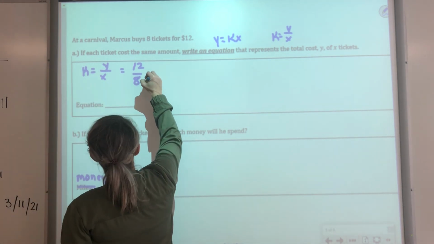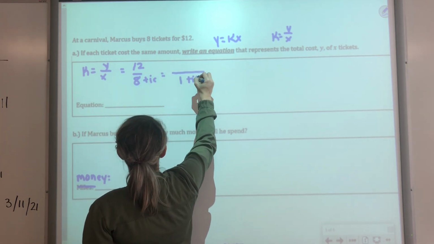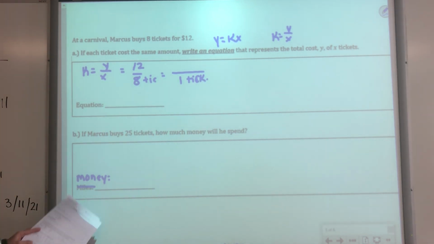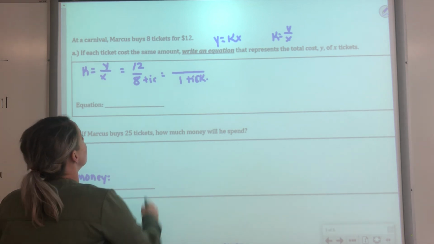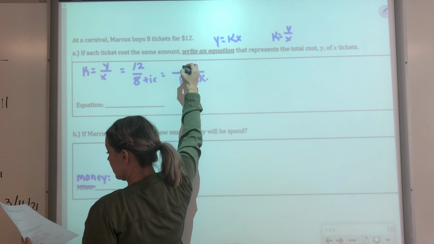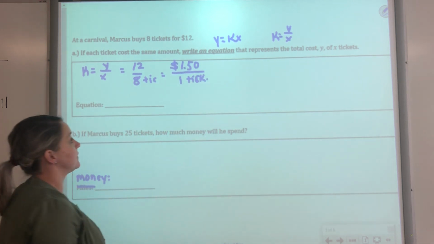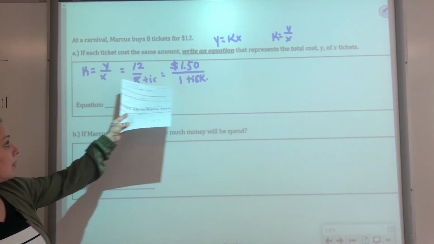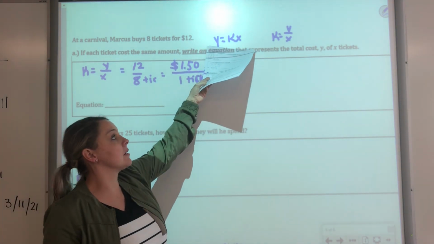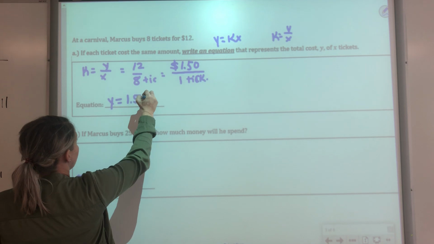So I don't want to know about 8 tickets. I want to know about 1 ticket because I know that my constant of proportionality is always going to be the value of 1 or my unit rate. So 8 divided by 8 gets me to 1. 12 divided by 8 gives me $1.50. So that means my constant proportionality is $1.50. So if I know my constant proportionality is $1.50, I can plug that into my equation. So y equals 1 5/10 x.